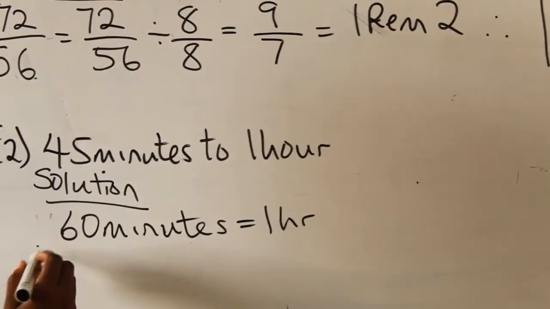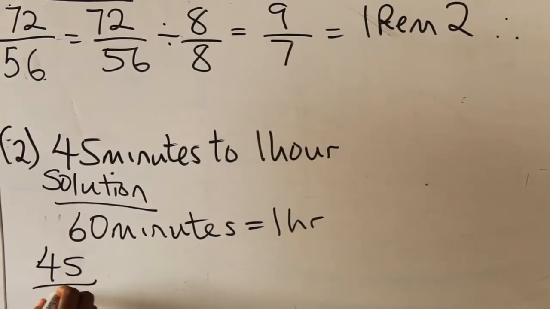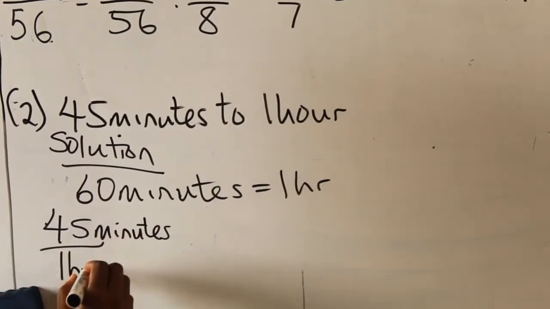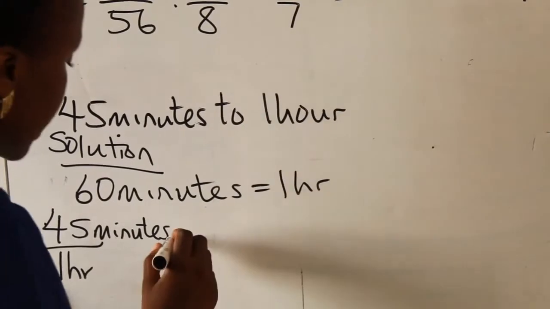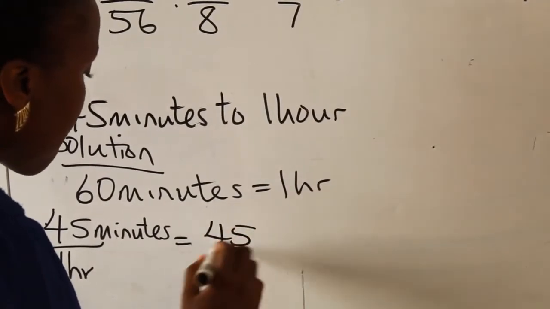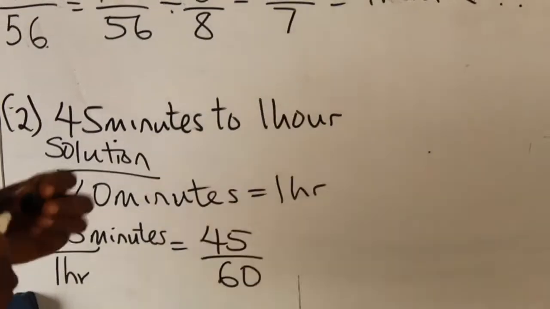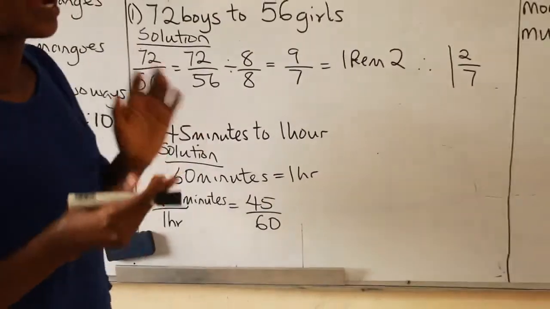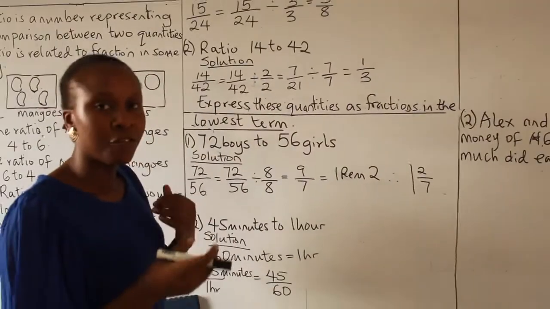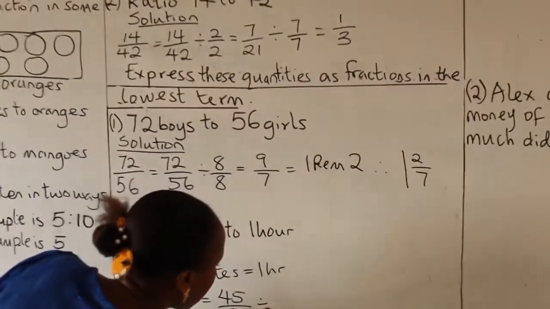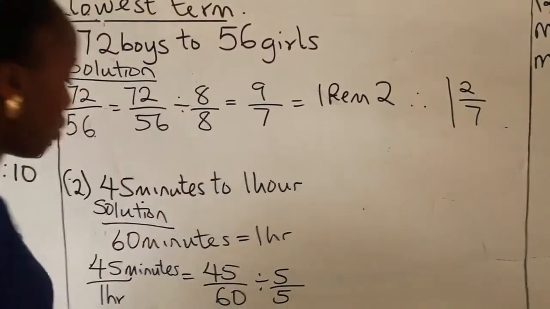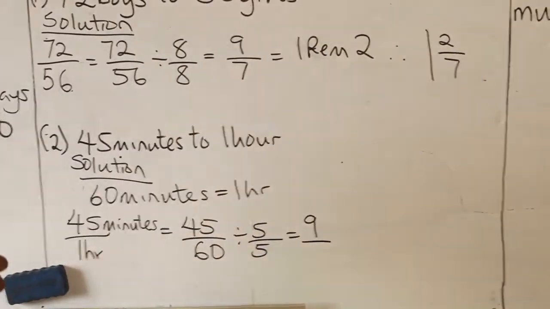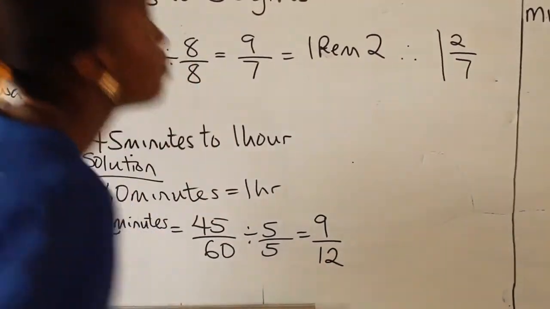So we'll be replacing 1 hour with 60. So we have 45 over 60. And 45 over 60 can be divided by 5. 45 divided by 5 is 9, and 60 divided by 5 is equals to 12.